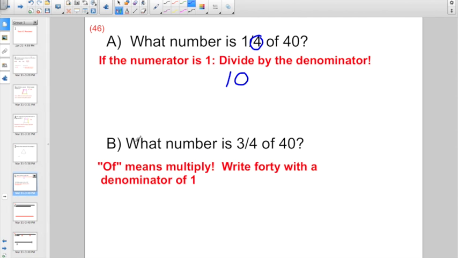And then it says, what number is 3/4 of 40? Remember, of means multiply. Write 40 with the denominator of 1, or if you can remember how to visualize it, if 1/4 is 10, 3/4 would have to be 30, right?